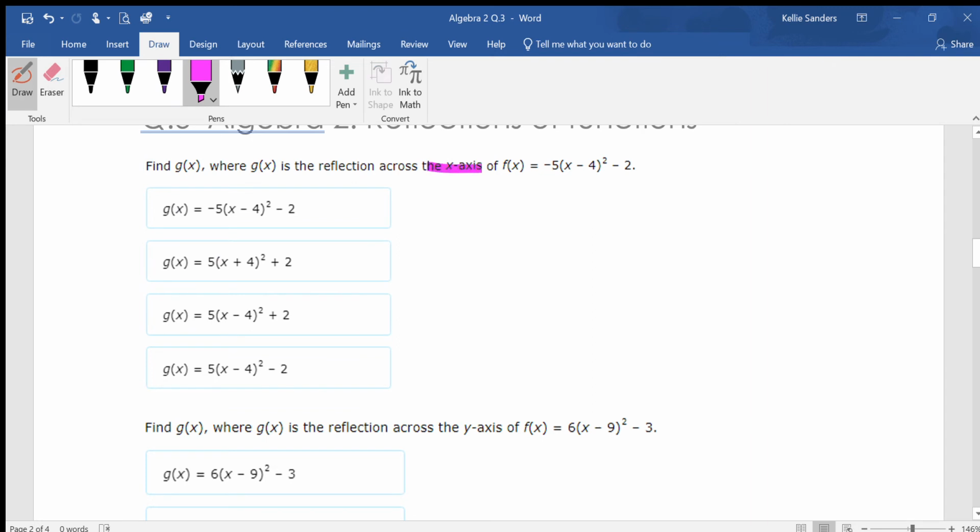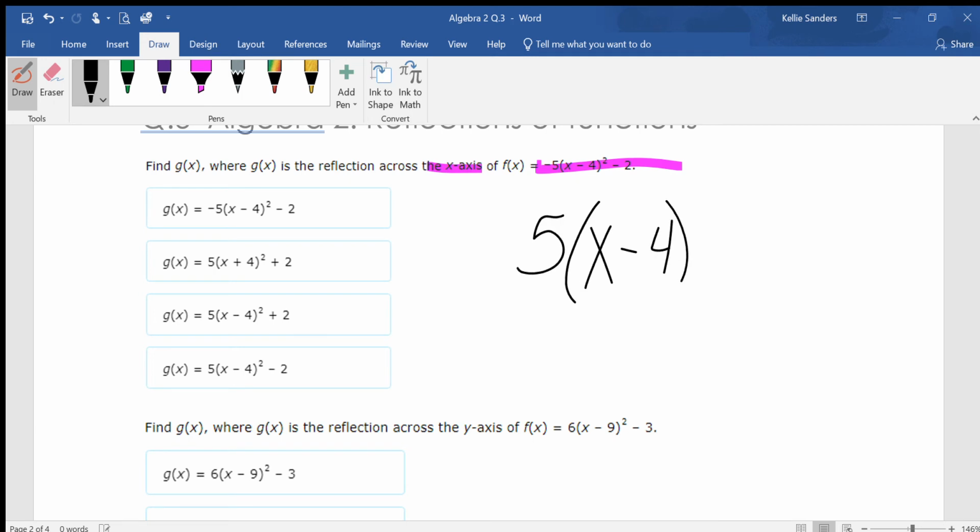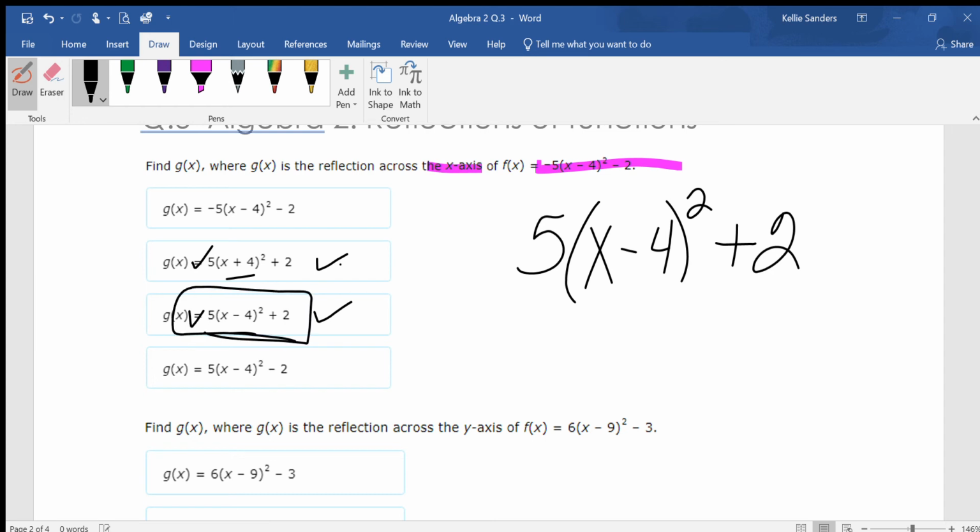Reflect about the x, so we're going to change everything. So the negative 5 becomes positive. The 4 stays negative because it's part of the 5, and the negative 2 becomes positive 2. So here are two positive 2s. Here are two positive 5s, but what's the difference? These signs, and the 4 stayed negative. So it's going to be that one right there.